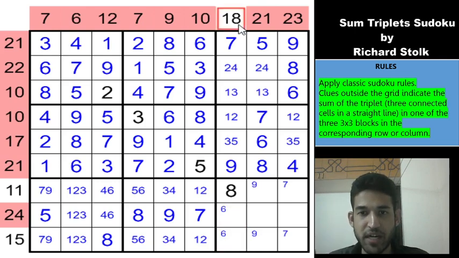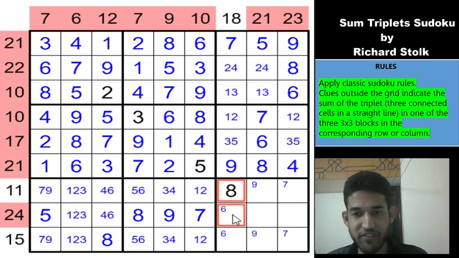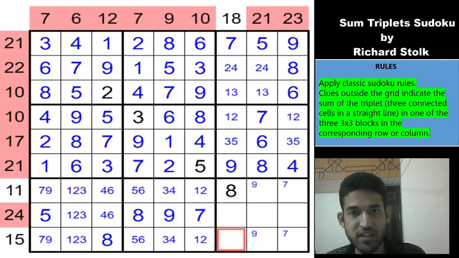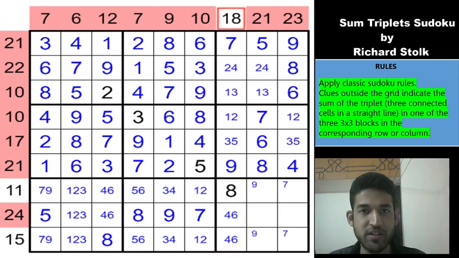18 is also yet to be satisfied, right? 18 cannot be satisfied from here. 18 cannot be satisfied from here. So which means 18 must be satisfied from here. So the only possible way now is 4 and 6. So 4, 6 and 8 will give me 18. Superb. So which means that this is also satisfied.